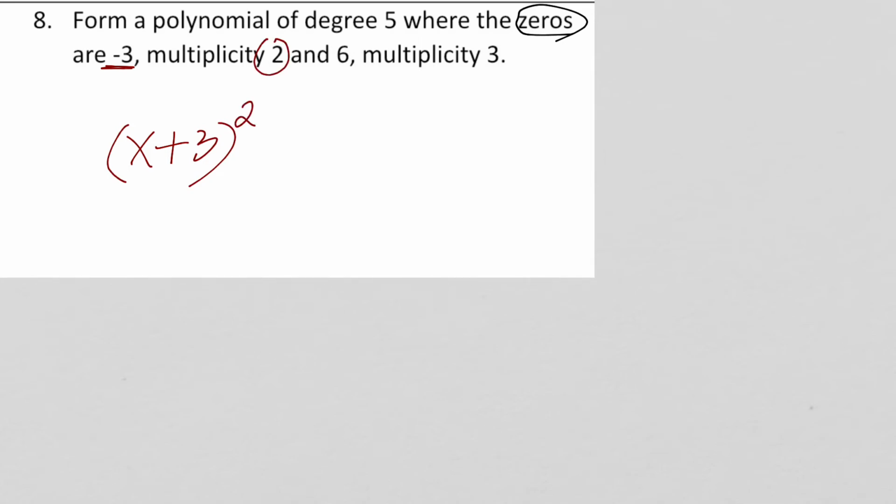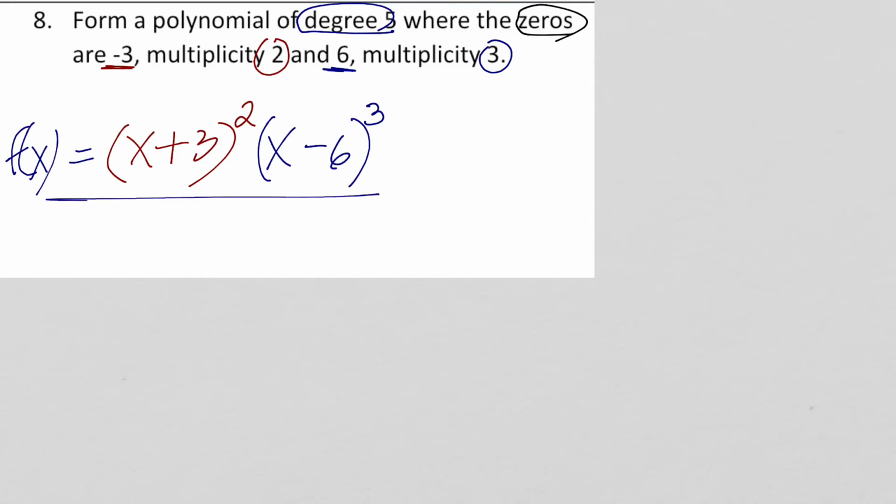The other 0 is a 6, so going backwards it was x minus 6. Its multiplicity is 3, so let's put the power of 3 with that one. And is it a degree 5? Yes, it is, because if I add those two up, I get 5. So that is my answer for number 8. That's the polynomial.